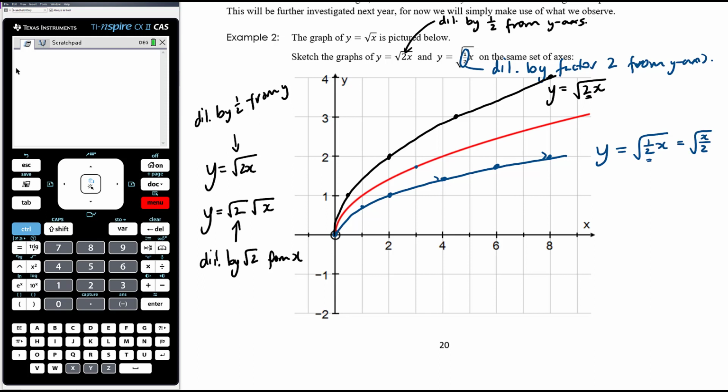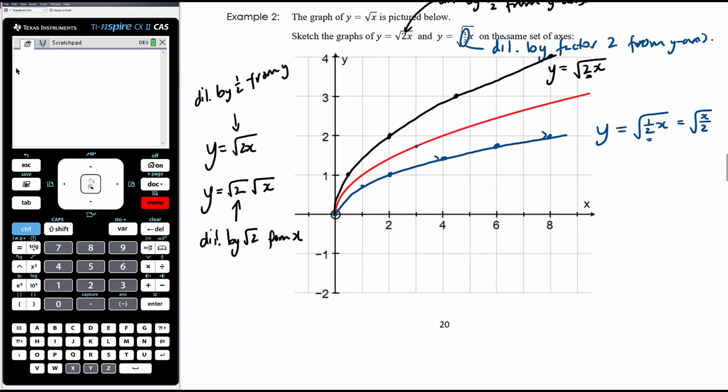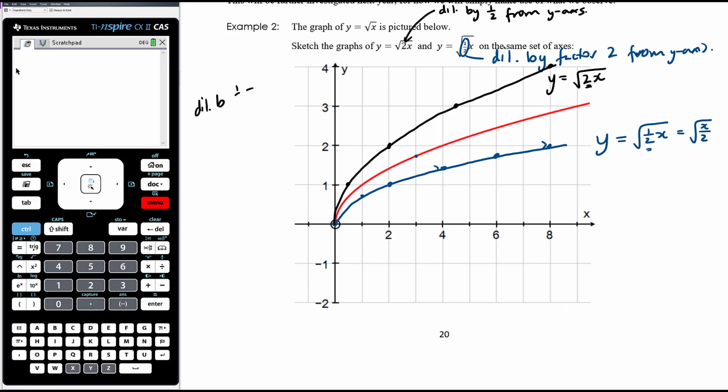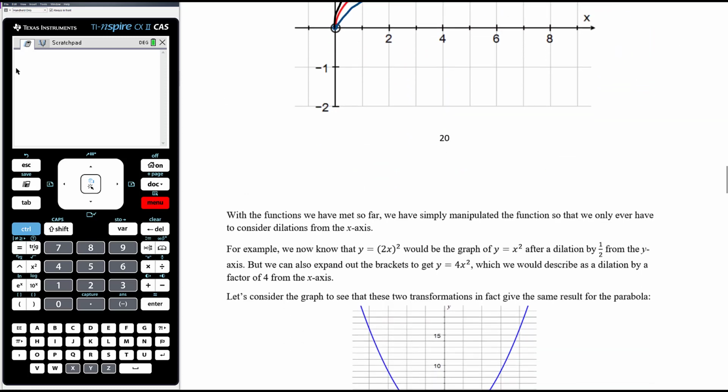When we get into much more complicated functions later on, if we're looking, for example, at the graph of y equals sine of x, if we dilate that by half from the y-axis, it is sine of 2x. There's no way for us to expand that 2 out of there. So we have to be able to think about these as individual transformations. We haven't had to think about it before now. Let's have a look at some of the functions we've looked at.